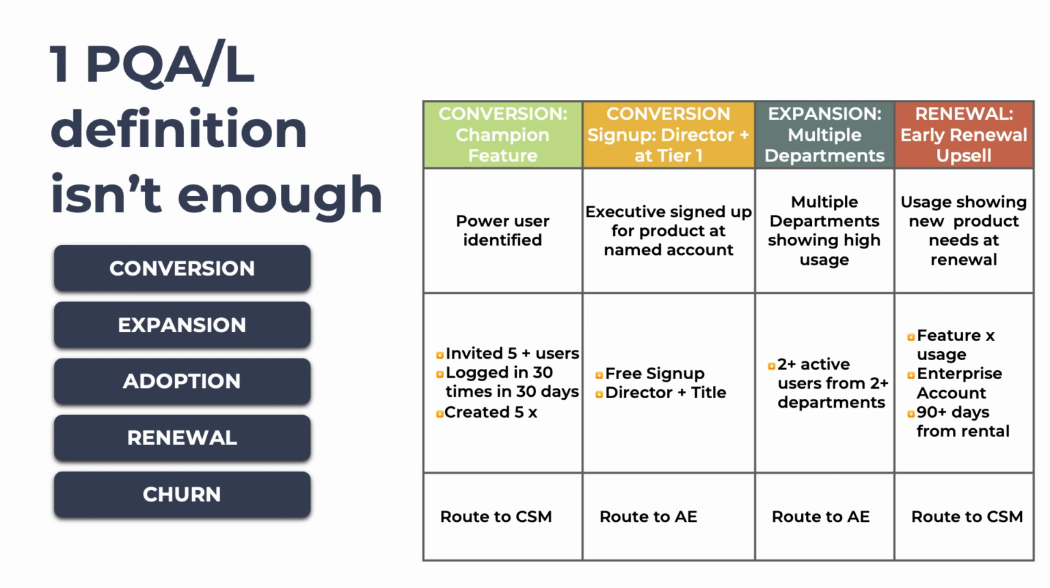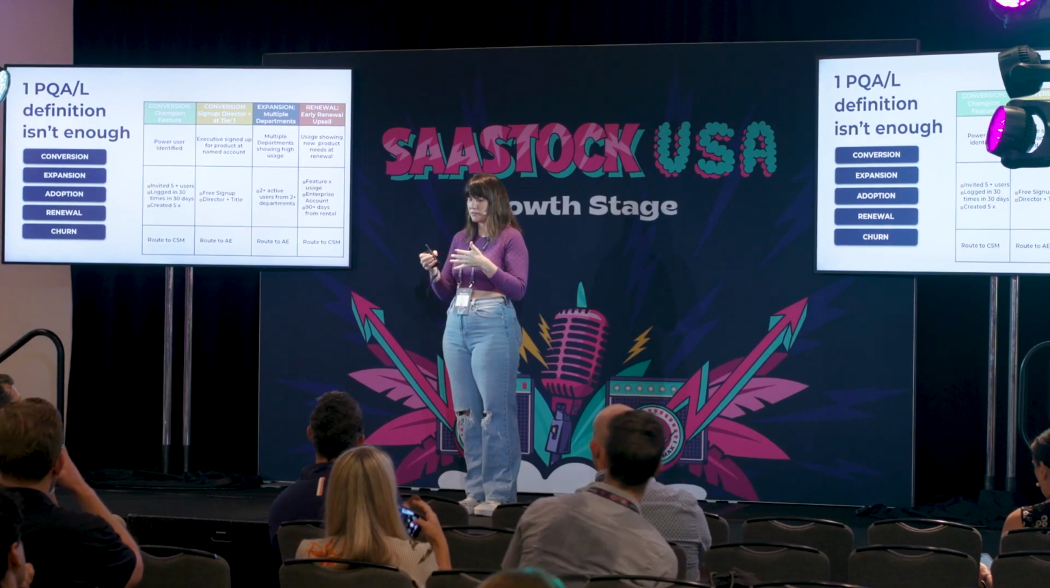And you're going to have different playbooks for converting someone to a paid user, for expanding or upgrading their trial, for an adoption play. You might have renewal. You might even have churn mitigation plays. So I'll give you a couple of examples. Let's do the conversion.